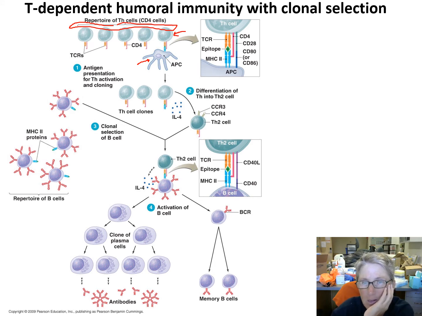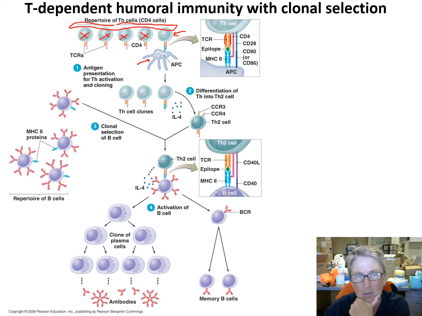So here's the helper T cell. This specific T cell receptor recognized this epitope in the MHC2 complex. These guys had T cell receptors, but they did not recognize, because remember, this is a specific event, specific immunity. So this helper T cell specifically recognized that antigen presented by an antigen presenting cell.